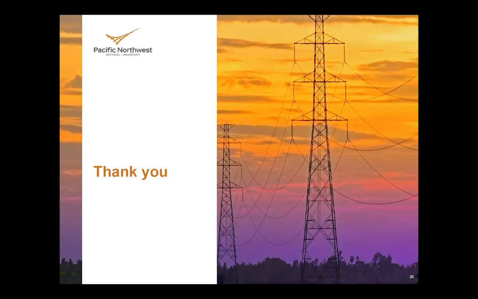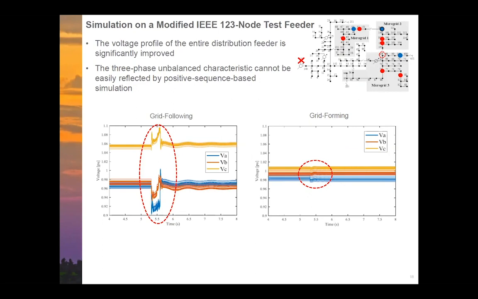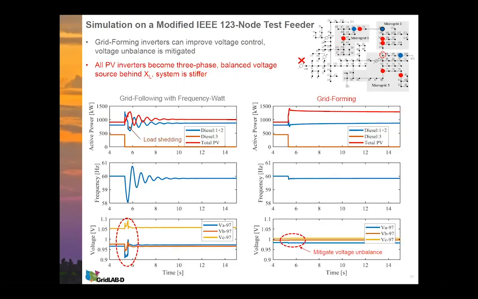So, in the plot showing the improvement in voltage response, what was the difference in the current value injected by the grid following and the grid forming? For the grid following, they inject positive sequence currents to the system. For the grid forming, I always assume my internal voltage is three-phase balanced, so the currents are just decided by the network. Of course, they are unbalanced, but it depends on the network situation, right? I just guarantee my internal voltage is three-phase.